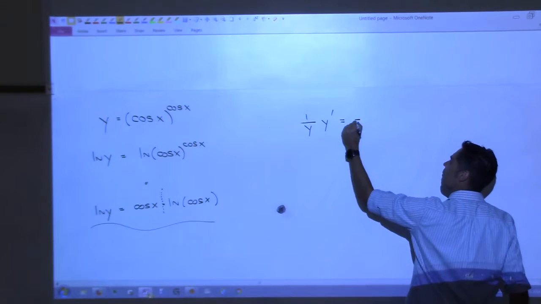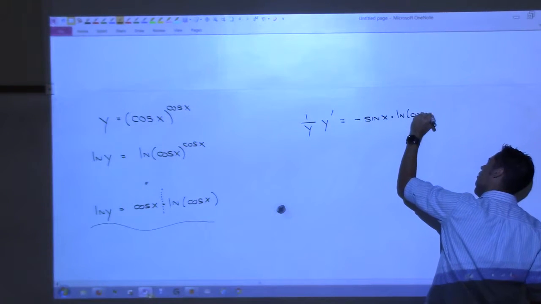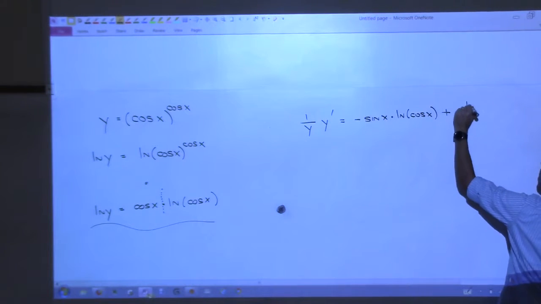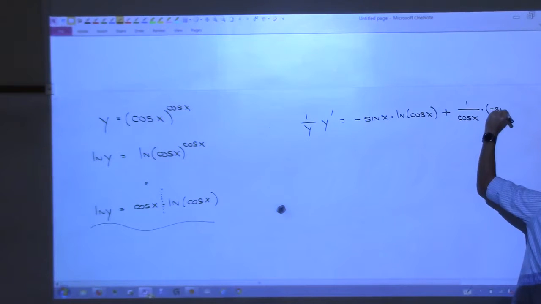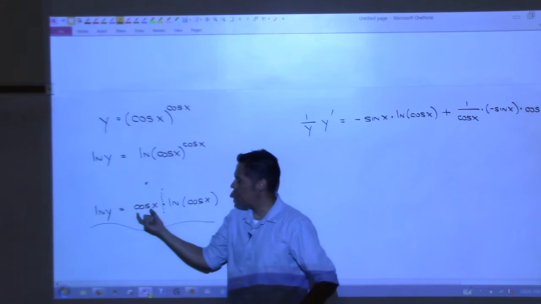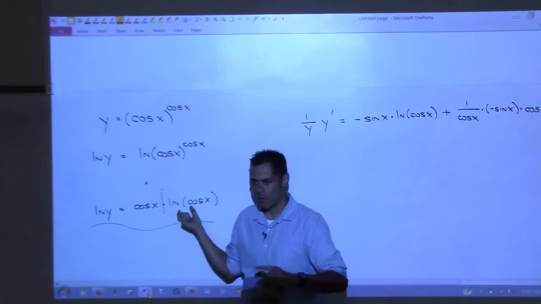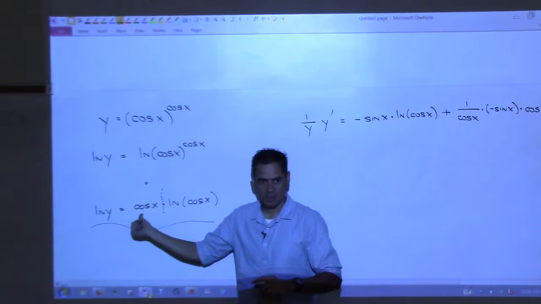Negative sine x times ln of cosine x, plus 1 over cosine x times negative sine x times cosine x. So when I took the derivative of cosine, I got negative sine, then times this, plus the derivative of this is 1 over what's inside, times the derivative of what's inside, times this.